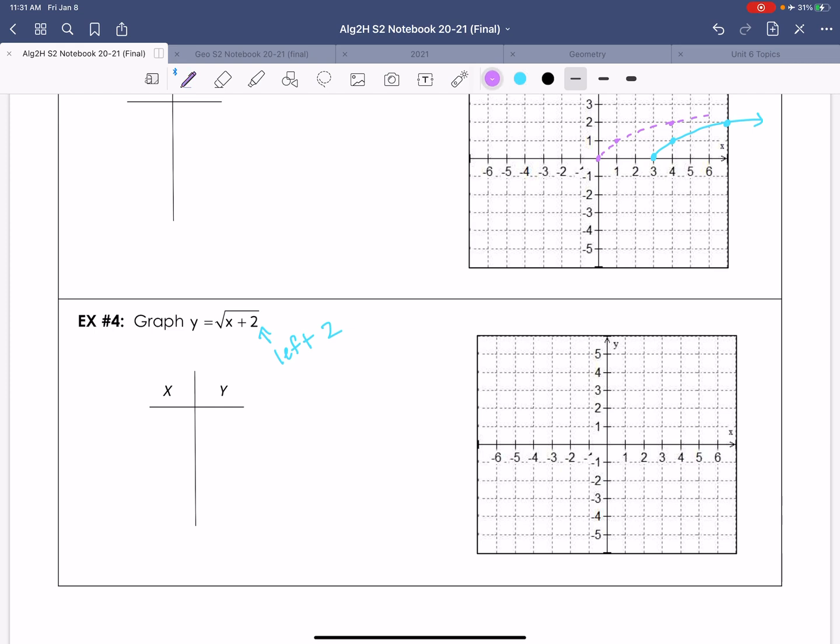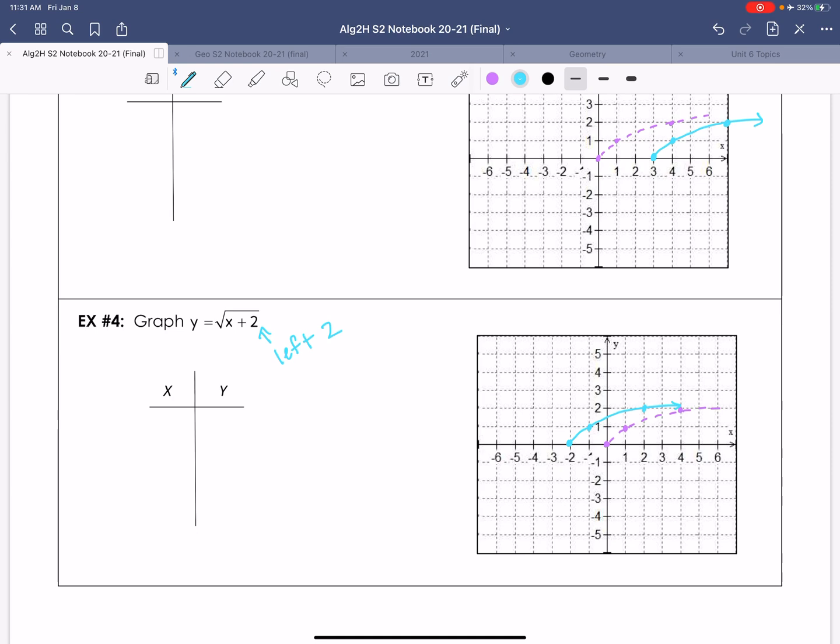So we take our parent function. So remember, it goes 0, 0, up 1 over 1, up 1 over 3, up 1 over 5. We're going to take that, and we're going to shift everything left 2. And here. Remember, this should have like a nice arch. It is a sideways parabola, half of a parabola. So it should have that same curve, that same shape.